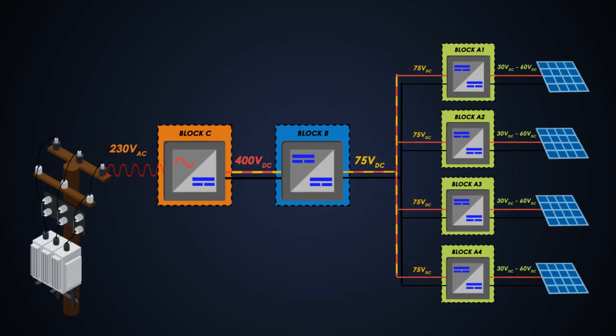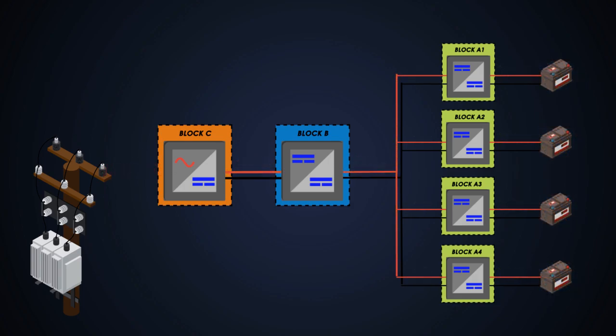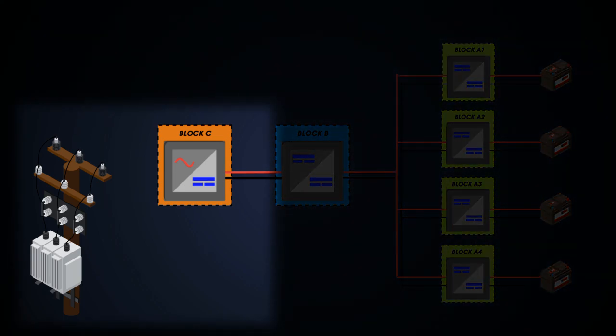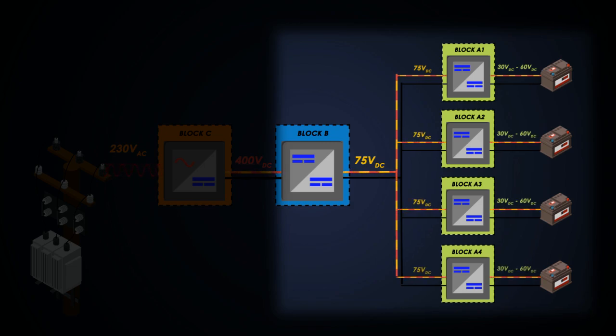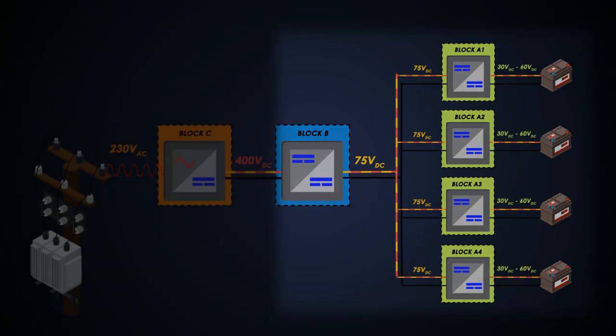This circuit is a bidirectional converter which flows the power in both directions. For example, instead of solar panels, we can simply connect battery packs to store charge from the grid. Here, this block can convert 230 volts AC to 400 volt DC using the same inverter circuit. Then this stage can convert 400 volts to 75 volts DC from the DC to DC converter stage. And finally, this block can convert 75 volts DC into lower voltages if needed.